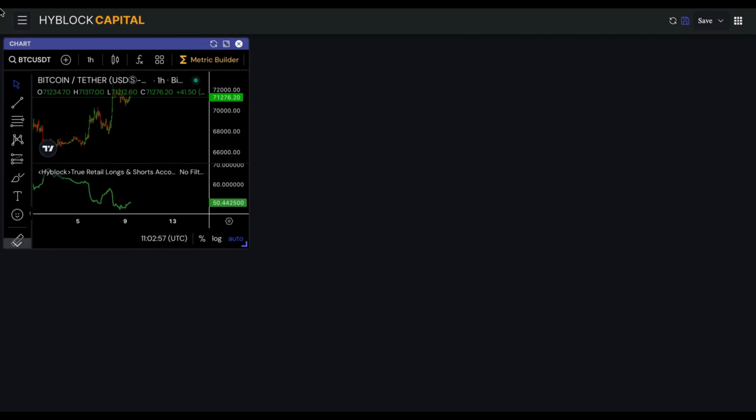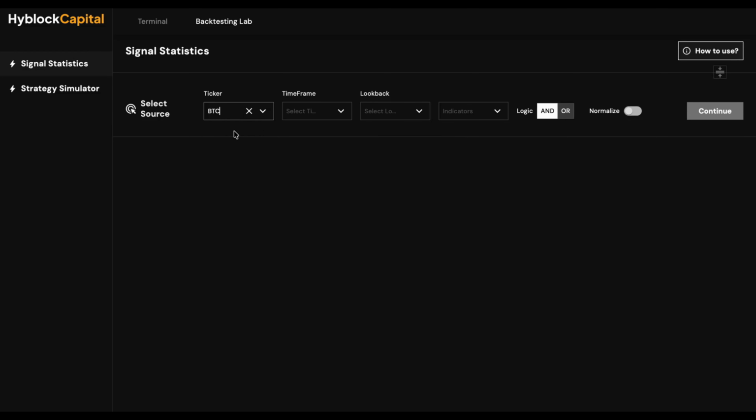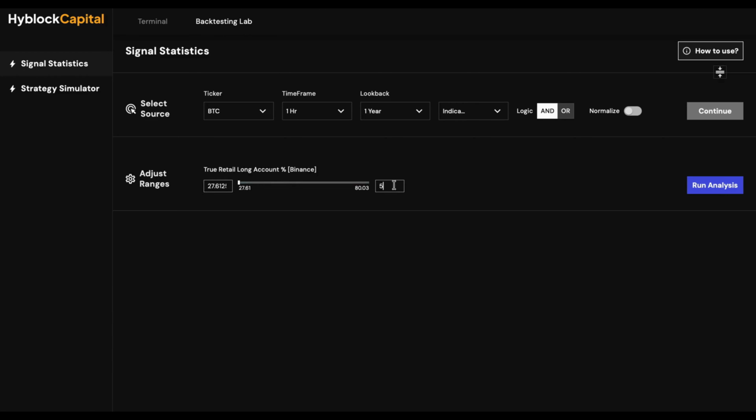Now move to backtesting labs, ticker BTC. Time frame 1 hour, look back 1 year. Indicator retail long percent. Now adjust the range filter to show data when the long percent falls below 50%.